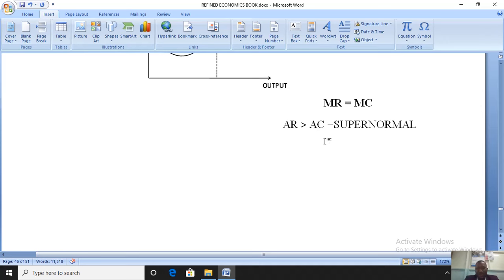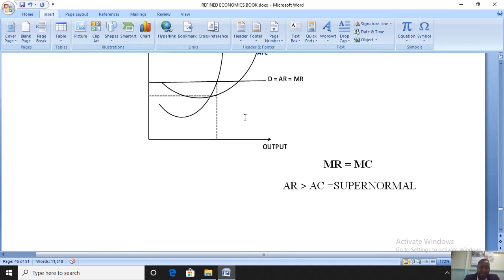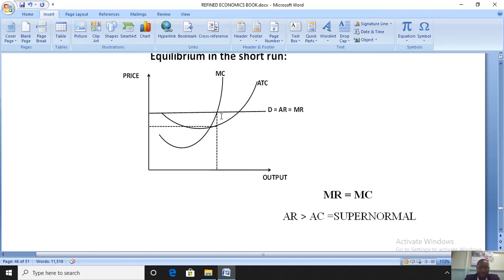So in the short run, firms under a perfectly competitive market structure will make supernormal profits in the short run and losses in the short run, but in the long run, firms will only make normal profits. Are the firms efficient? The answer is yes, the firms are efficient.